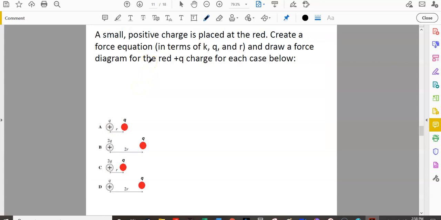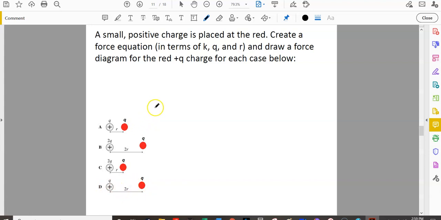So let's try this out. Here you've got four cases. You have two charges that are equal in charge. You have a positive Q here and a positive Q here that are distance r apart. In part B, you've got a positive 2Q here and a positive Q over here, and they're 2r apart. Here you've got a positive 2Q here and a positive Q here, and they're a distance r apart. And here you've got a positive Q and a positive Q, and they're a distance 2r apart.